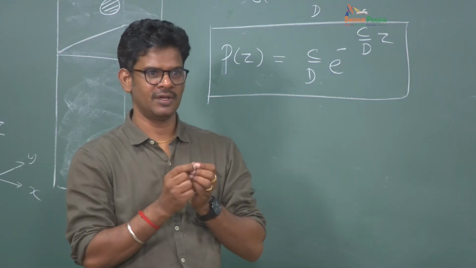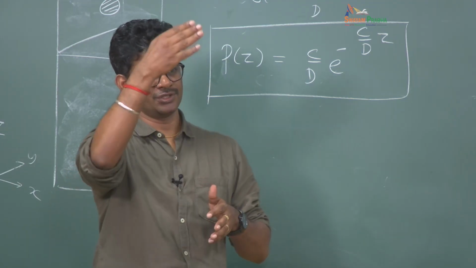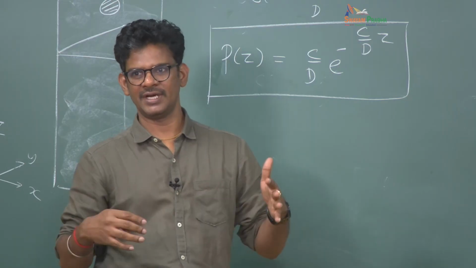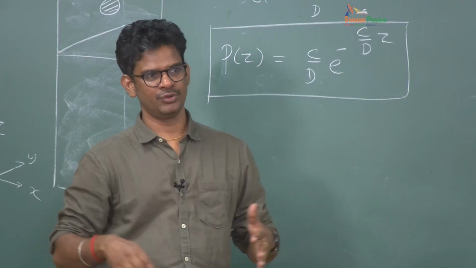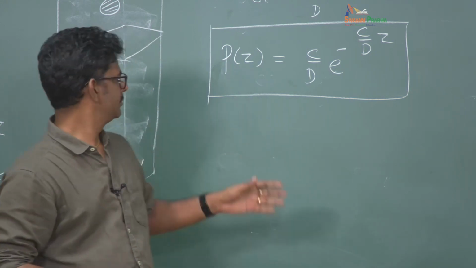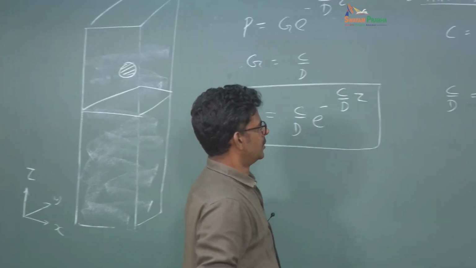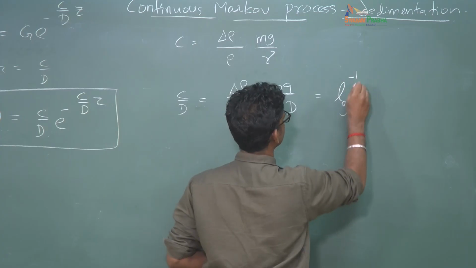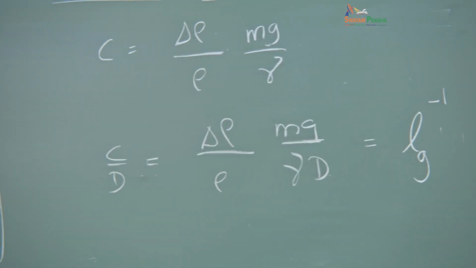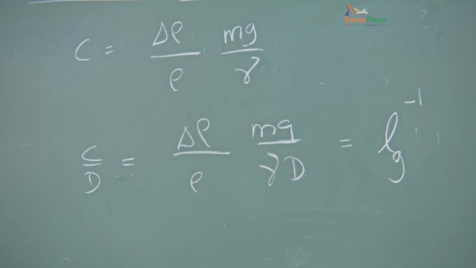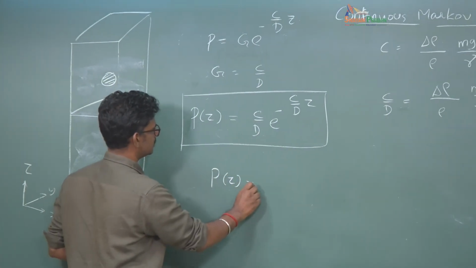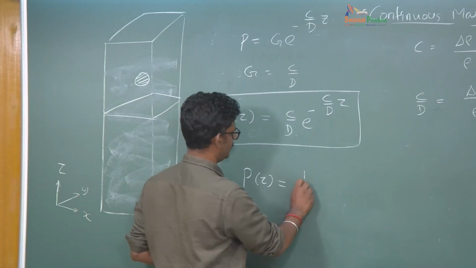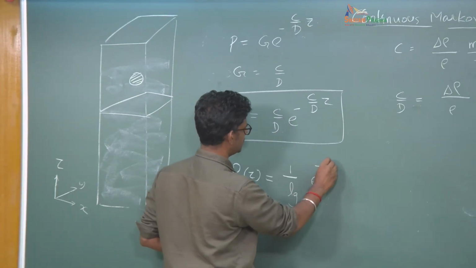If that length is very small, then we know that the concentration is going to be pretty much uniform. If the length is very large, then it's going to have a wide distribution in the column that we are talking about. So the C by D, we are going to call this Lg inverse. That is the sedimentation length scale. So therefore, P of Z is written as 1 by Lg e power minus Z by Lg.